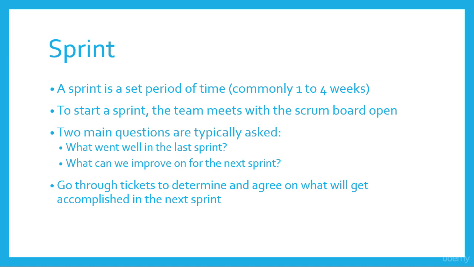And then, once you've reflected on the last sprint, you go through the process of determining what you're going to do in the next sprint. So those 2 primary sections of a sprint, the first section where you look at what happened in the last sprint, that's referred to as a retrospective. And then you're going to move on and look forward and decide what you're going to do in the next sprint.